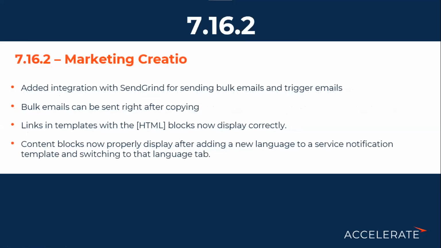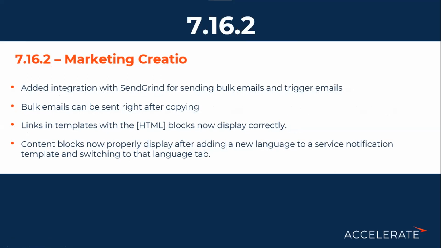We've also upgraded from a marketing perspective to SendGrid as of 7.16.2. It used to be Elastic Email before. One of the frequent complaints that we got with Elastic was that some of the emails could go into the junk folder, which was defeating the purpose of sending bulk emails to our customers. So now we switched over to SendGrid.